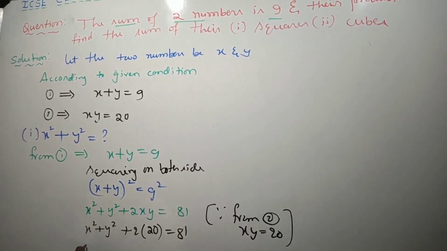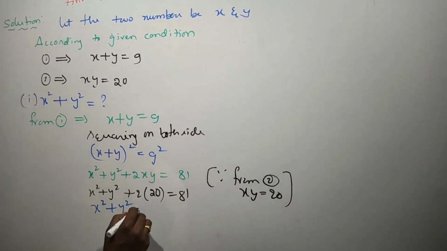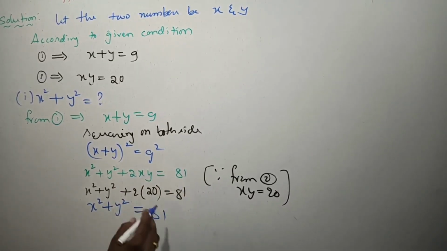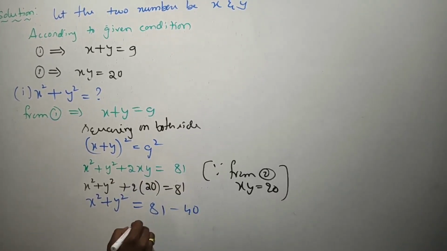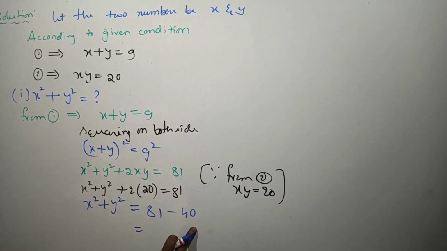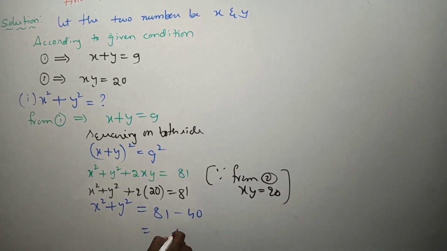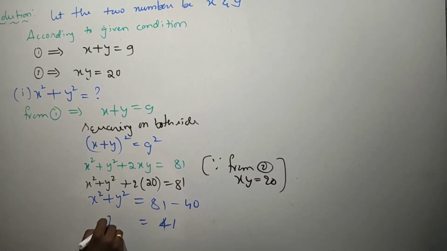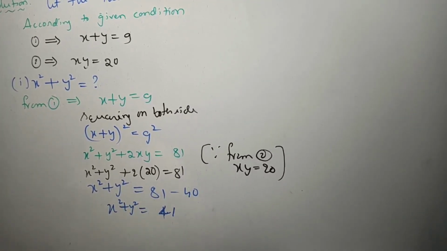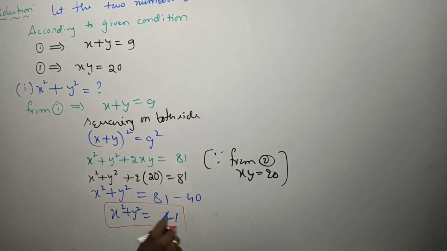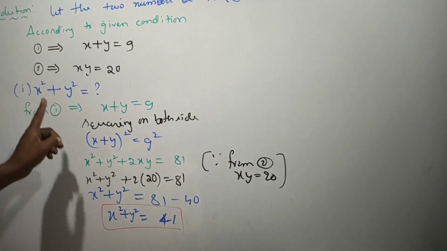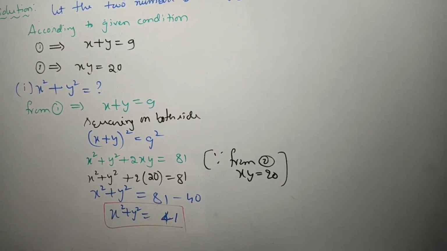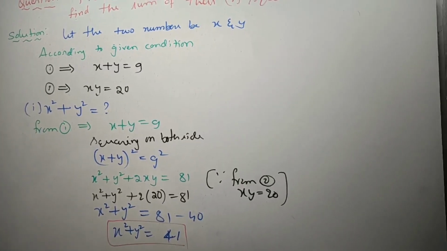What is the next step? x square plus y square I will write on the left side only, right side 81 as it is. This one goes to that side and becomes a negative term. 20 into 2 is 40, so 81 minus 40, children. 1 minus 0 is 1, 8 minus 4 is 4. Finally, we got the answer: x square plus y square is equal to 41 is the case number 1 answer. We found the sum of their squares, x square and y square, and their sum is 41 only, children.